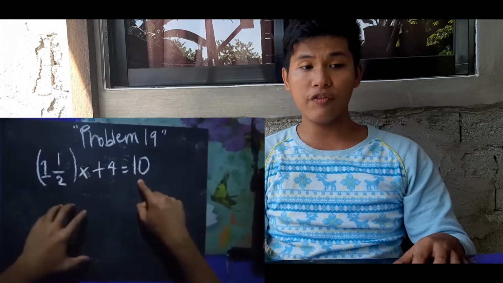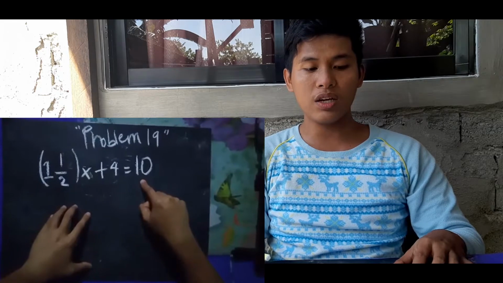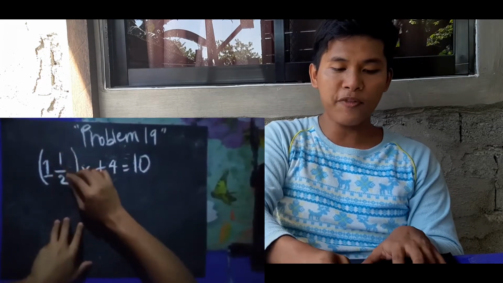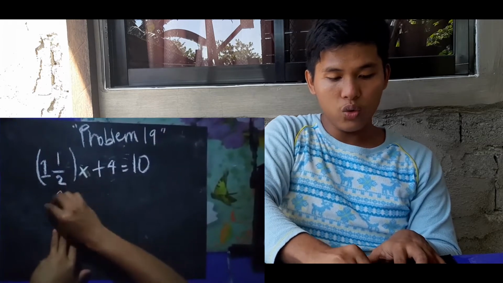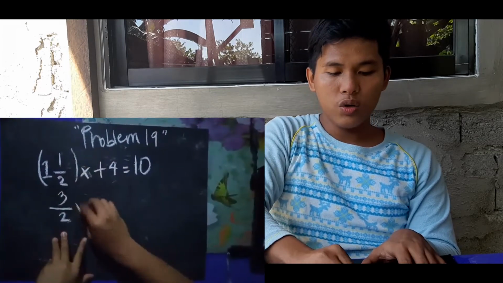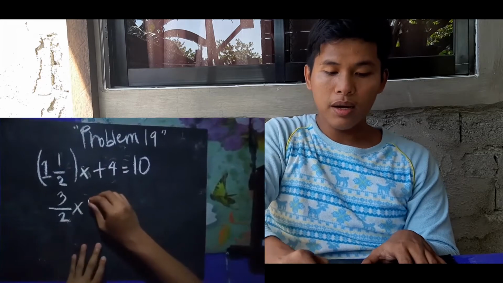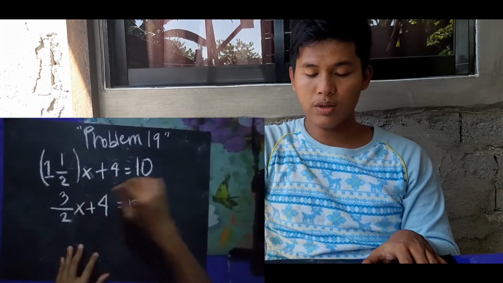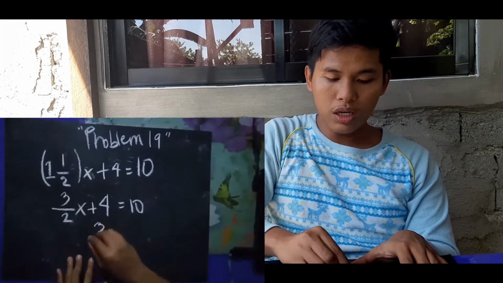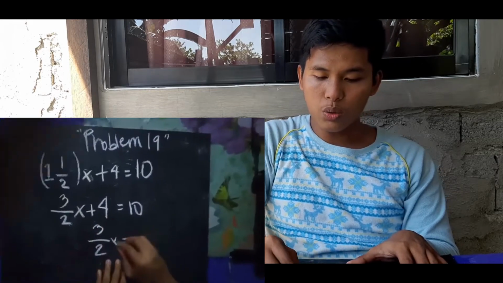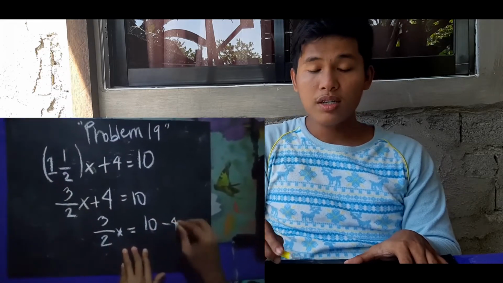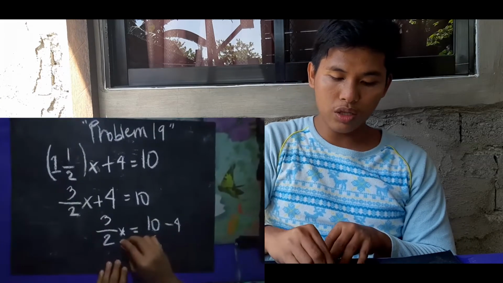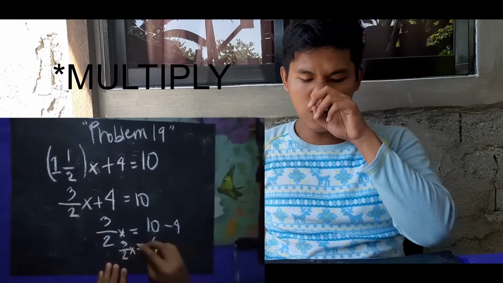In modern day, if you are going to elaborate this equation, it will be like this. Form this mixed fraction into an improper fraction, which is 3 over 2 times x, which is 3 over 2x, plus 4 equals 10. And then transfer this 4 to the right side, which results in 3 over 2x equals 10 minus 4. 10 minus 4 equals 6, so 3 over 2x equals 6.